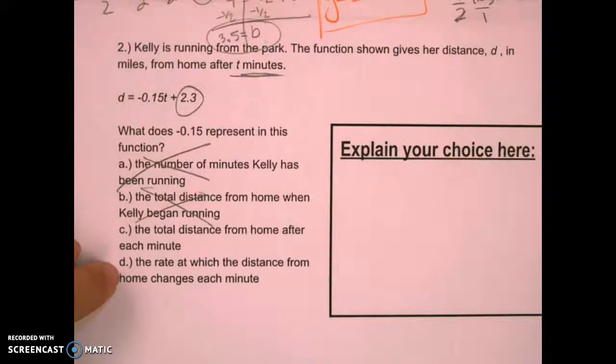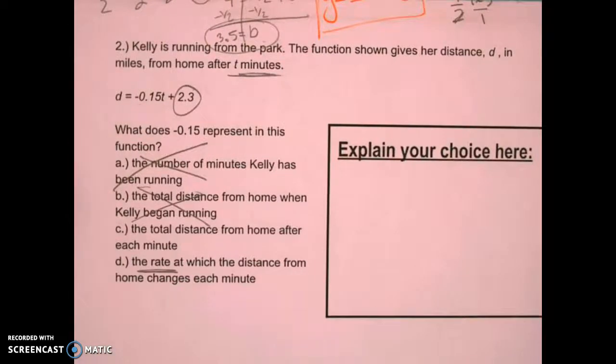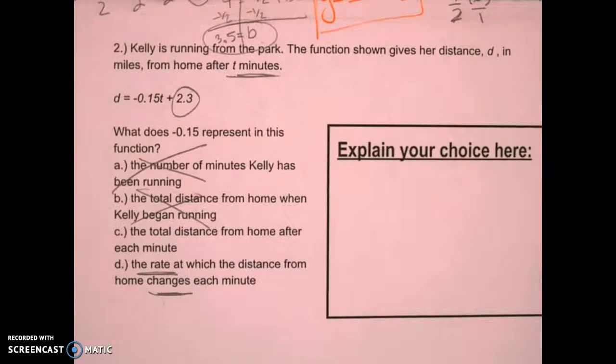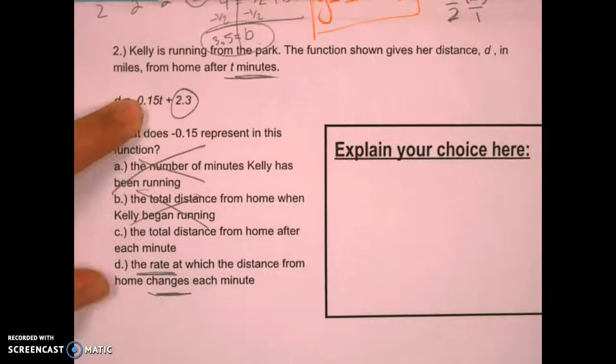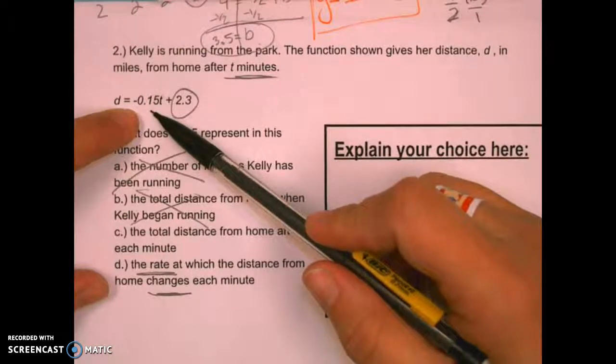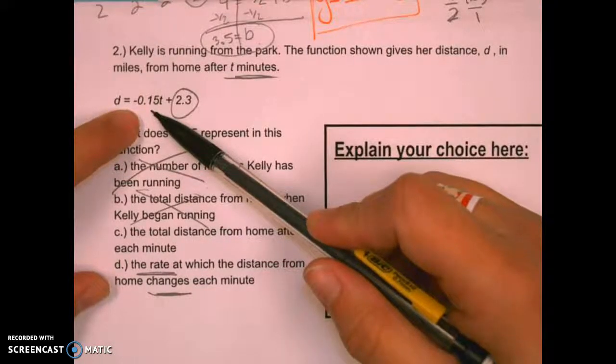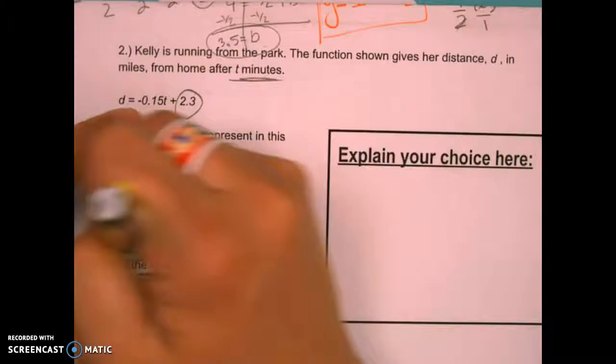D, the rate at which the distance from home changes each minute. So look at the wording. This one says the rate. Remember, rate of change. The other one doesn't really have the words rate of change in it. Some questions might not even have the word rate, but I know that D is basically telling me that that is her slope, the rate at which the distance from home changes each minute. This is changing each minute. So at the first minute it'll be one value, at 2 minutes it'll be a different one, at 3, at 12, and so on and so forth. So my answer is only D.